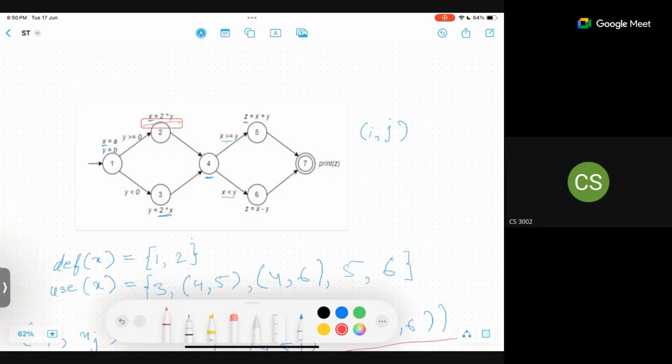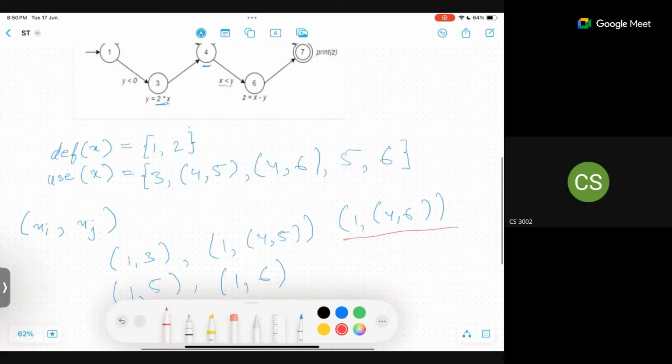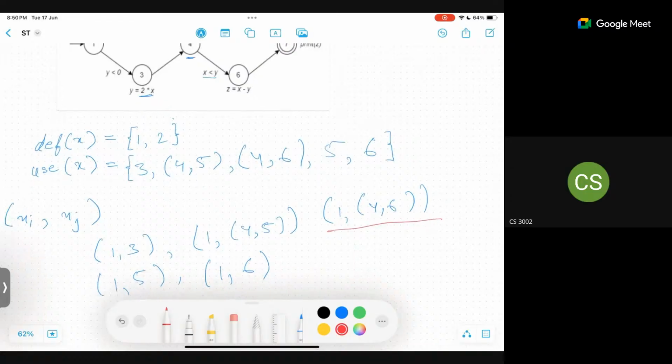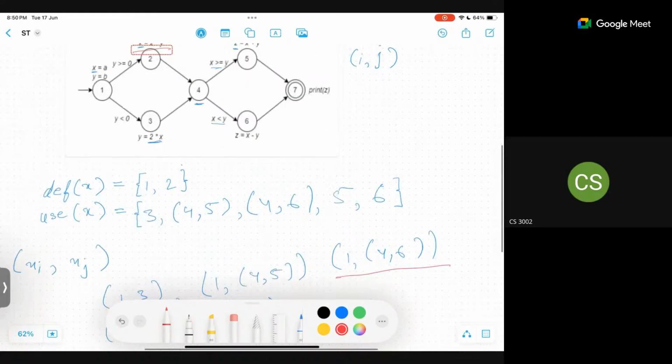So then we will not consider that du path. Okay, so that one cannot be considered. Out of this, you cannot construct a du path from 1 comma 4 6. So we'll leave it at that. Similarly, you cannot even have 1 3 4 6, right?